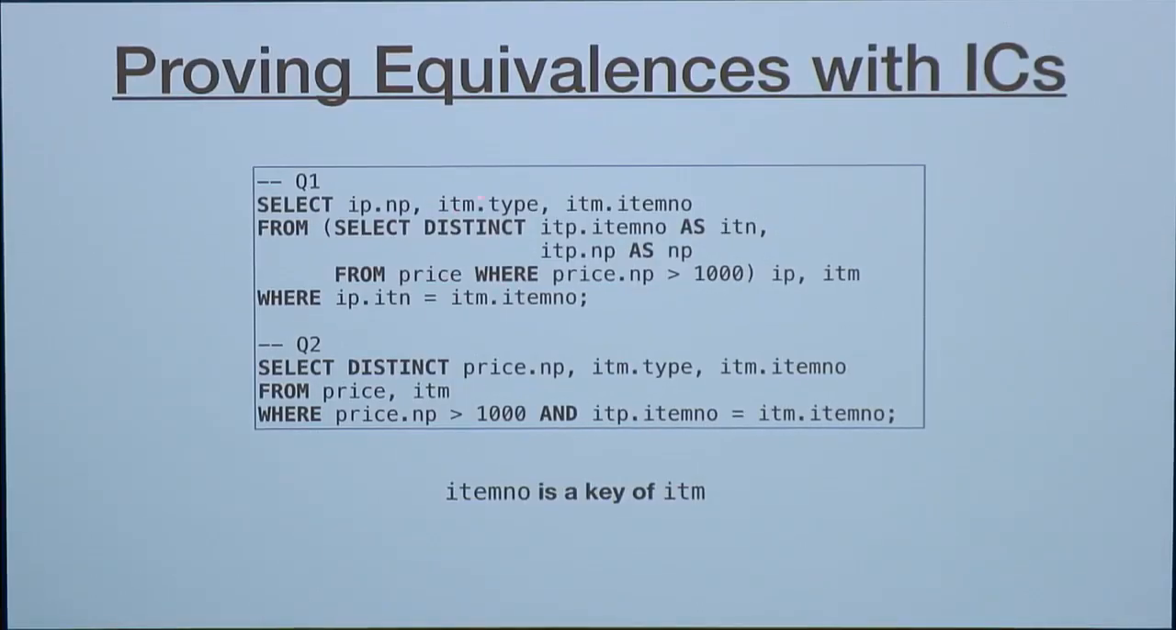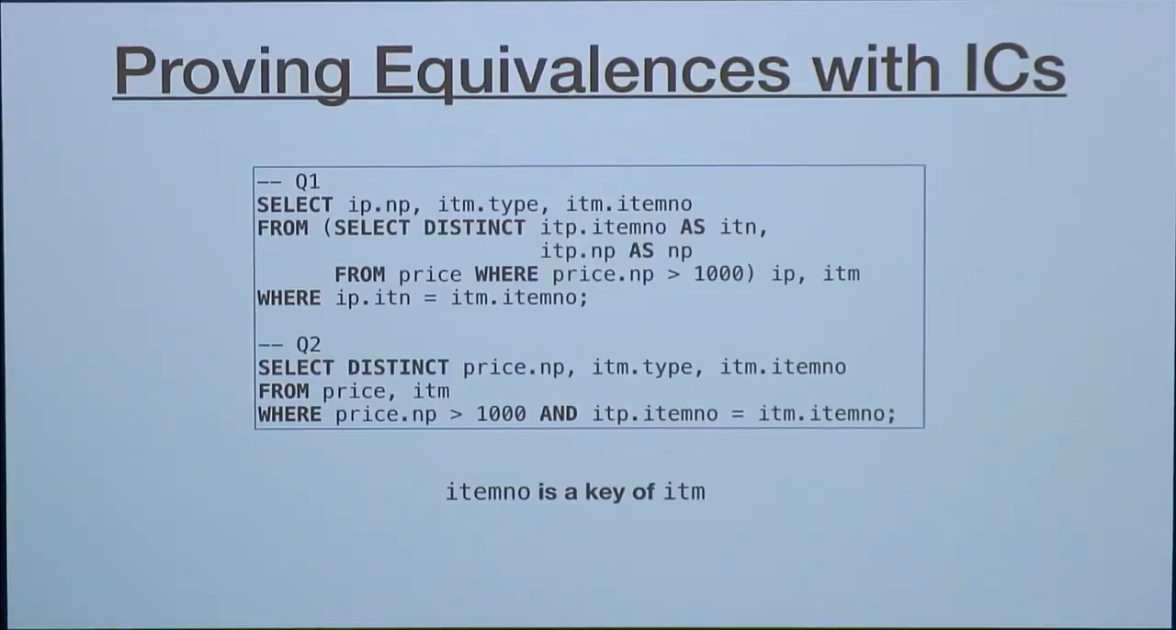You can see the first query has a subquery, and within the subquery there is a distinct, which makes this IP relation a set semantic relation, but there is no distinct in the outer query. And in the second query, there is a distinct, right? Also we know that this item number is a key of item. It's really not super intuitive to see why they're equivalent.